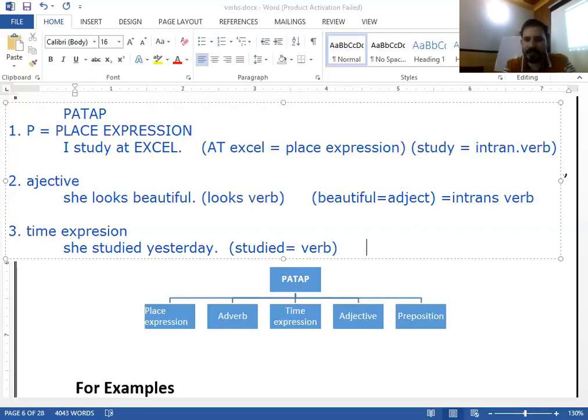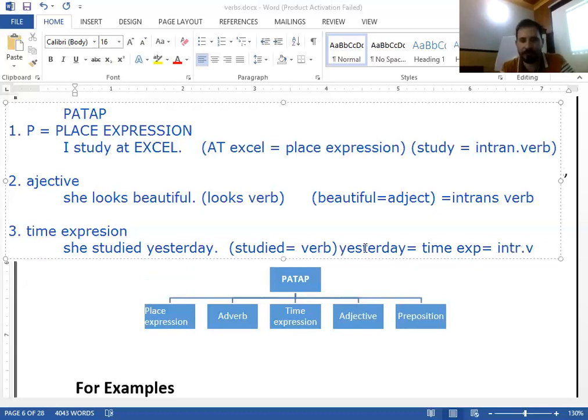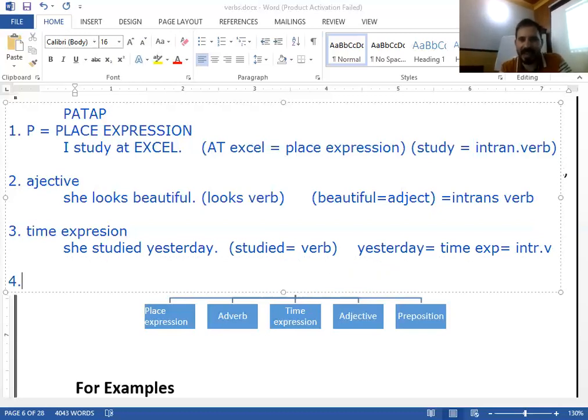Yesterday is called a time expression. When a time expression follows the verb, again the verb is an intransitive verb. Is this clear? Fourth number: A, again.